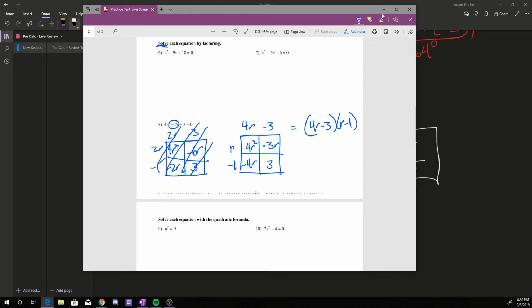This does say solve, so this isn't your last step. You have to set each of these equal to 0. And so 4r minus 3 is equal to 0, and r minus 1 is equal to 0. If you solve for r, 4r is equal to 3, so r is equal to 3/4. And then r is equal to 1.